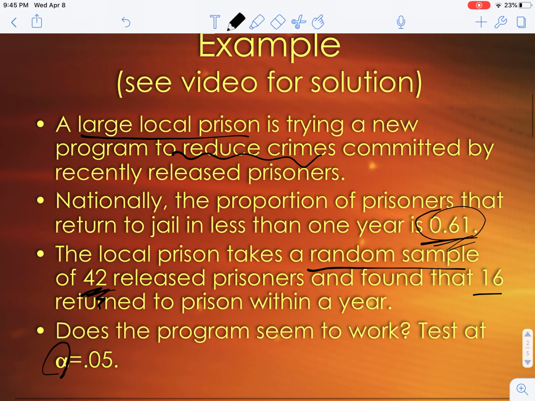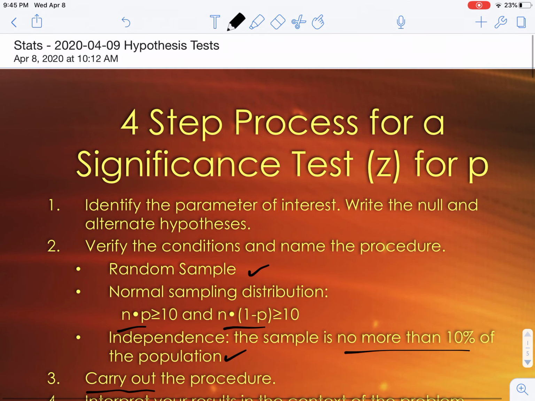All right, so that is your 4-step process for a z-test for P.